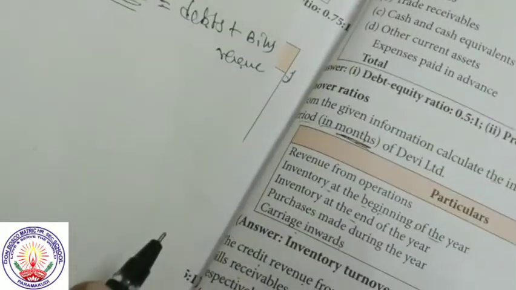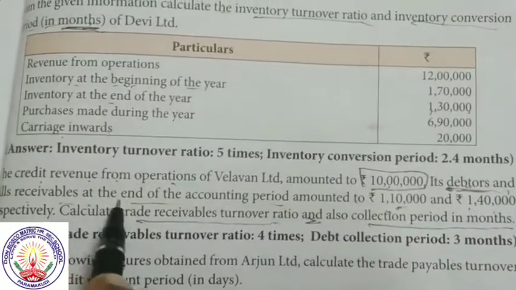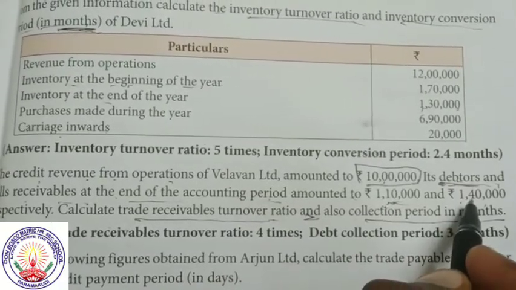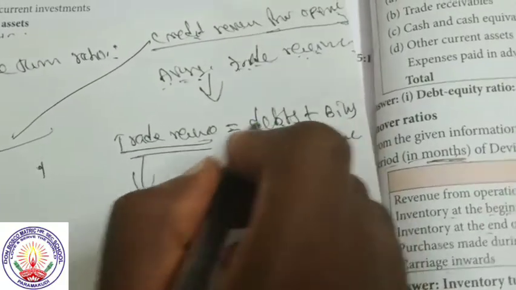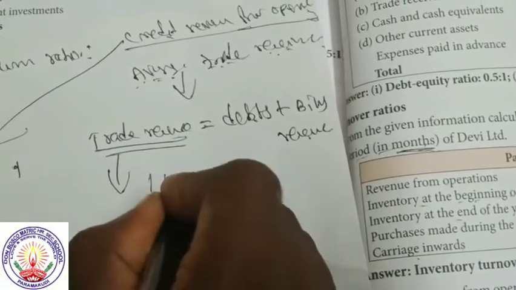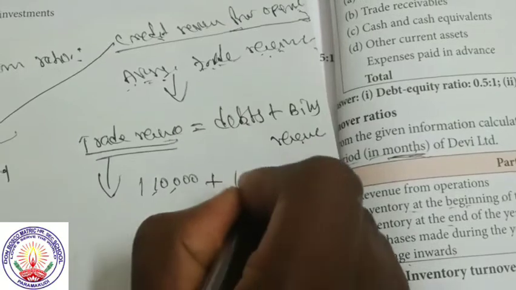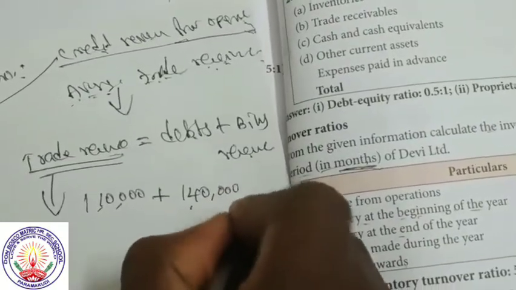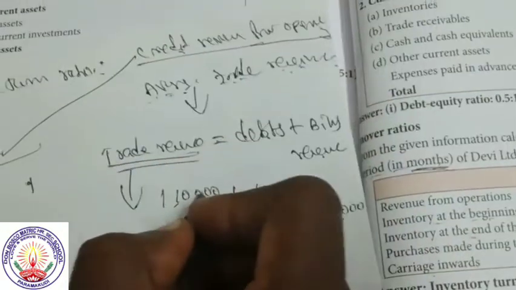You see the question. How many rupees for the debtors? Debtors and bills receivable at the end of the accounting period are 1,10,000 and 1,40,000. So the trade receivable amount: debtors 1,10,000 plus bills receivable 1,40,000. Our total is how much? 2,50,000. It is called the trade receivable.